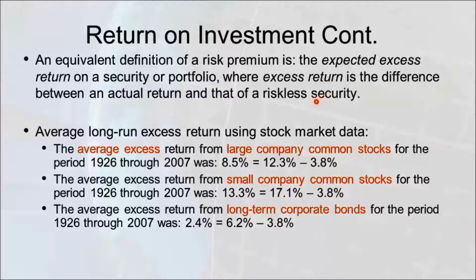If you look at the historical average return we just talked about for large companies, the average return was 12.3% and treasury had 3.8%. So the difference here is 8.5%. This is the average excess return. If you find this difference using expected return, that is called risk premium. So that's the difference.